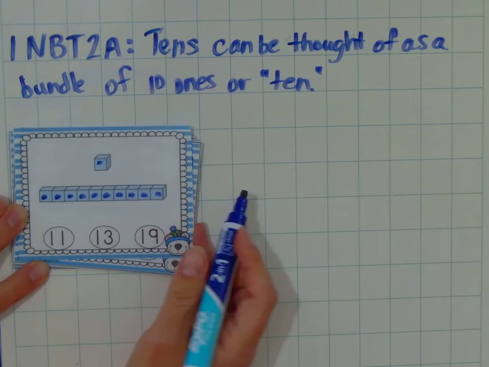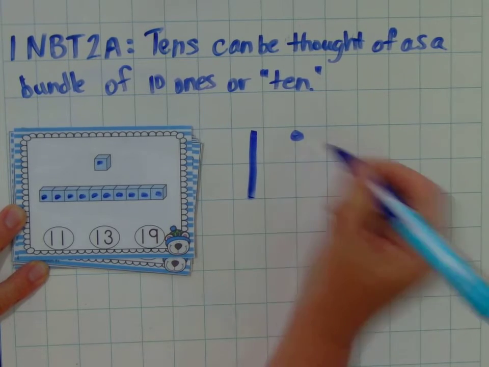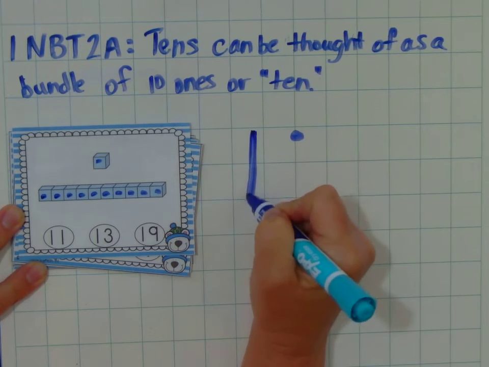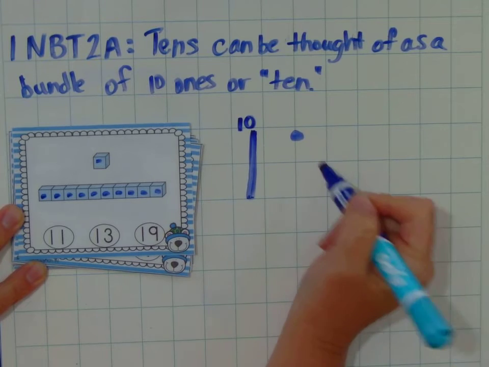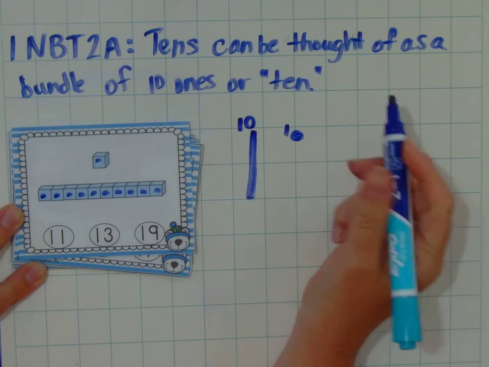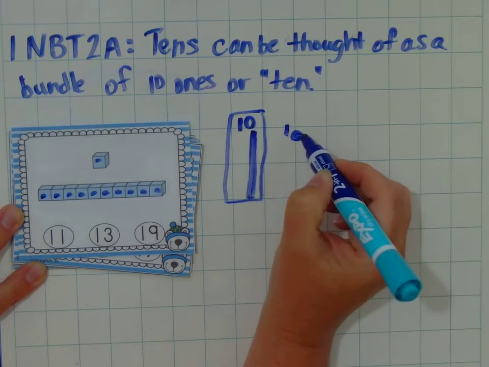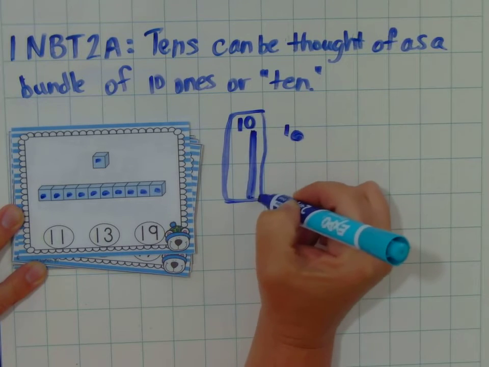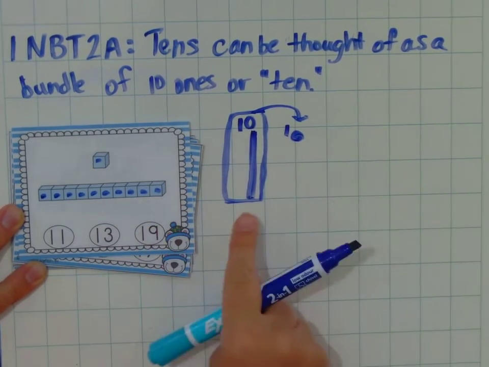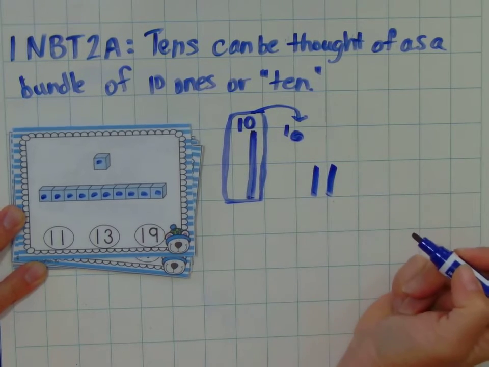Let's go ahead and draw our 10 stick and 1 one. We're going to label this 10 stick has a value of 10 and 1 one has a value of 1 more. Let's count on from 10 and then count the ones. 10, count on 11. The value of 1 ten and 1 one is 11.